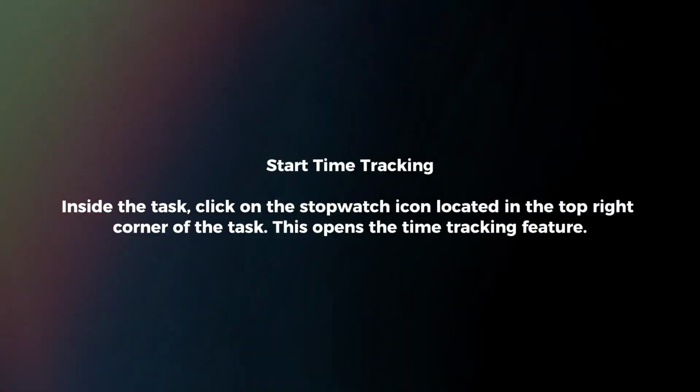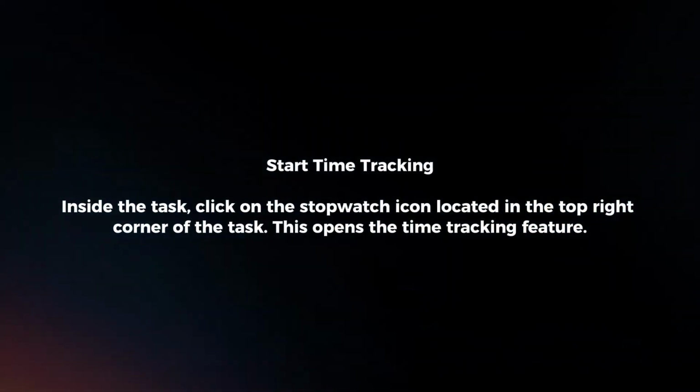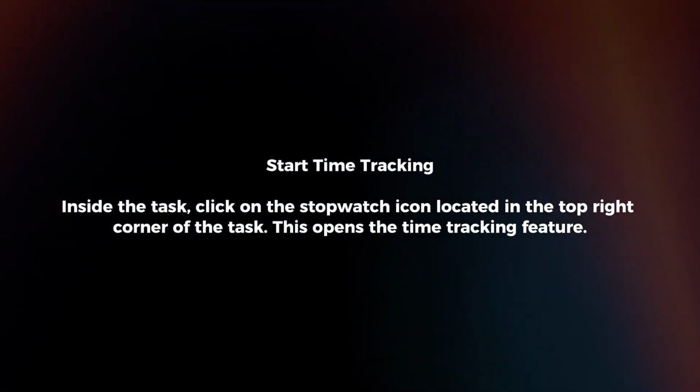Start time tracking. Inside the task, click on the stopwatch icon located in the top right corner of the task. This opens the time tracking feature.